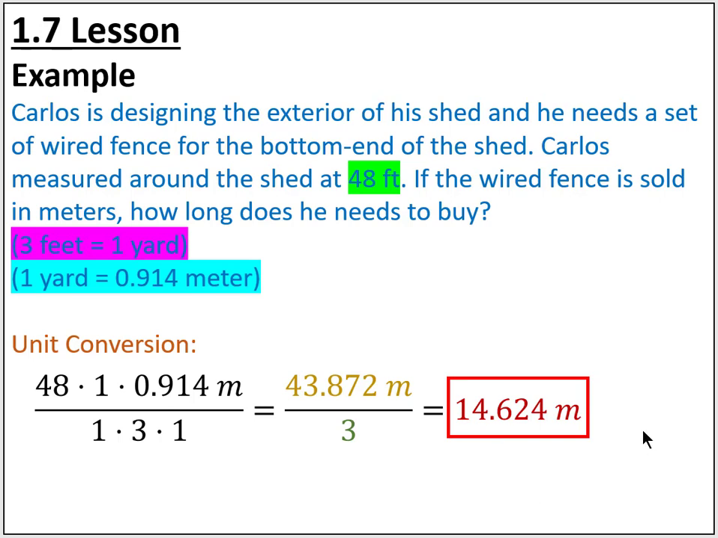Now, if you're doing this on the weekly check, you're free to use a calculator, but it's very important that you put the numbers in the right spot and you put the units in the correct spots in order to get the correct answer. So I recommend to be extra careful when you set up the work. Make sure that you follow the process carefully.